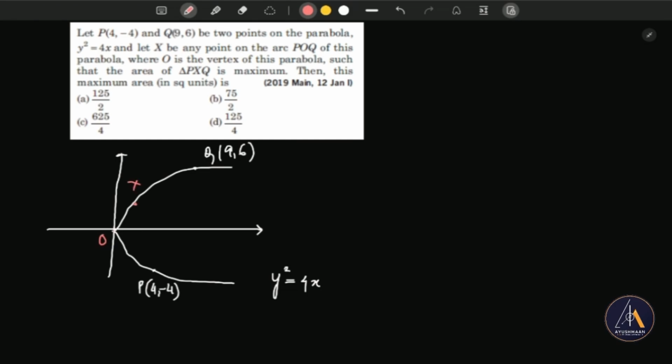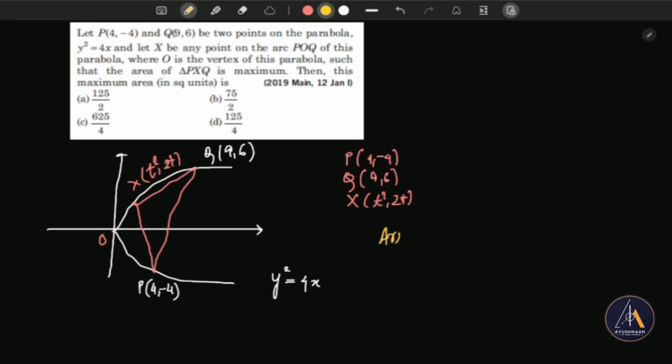Now one thing we know that for the parabola y² = 4x, any point can be used with the parametric equation (t², 2t). So we have found P is (4, −4), Q is (9, 6) and X is (t², 2t). Then the area of triangle PXQ, जब triangle बनेगा कुछ ऐसे बनेगा PXQ, area of this triangle is maximum. Then this maximum area is, now if you are given 3 coordinates, how do we use the formula of area?